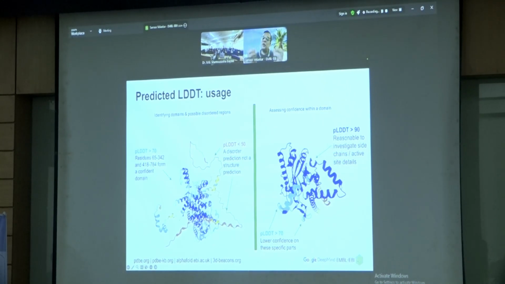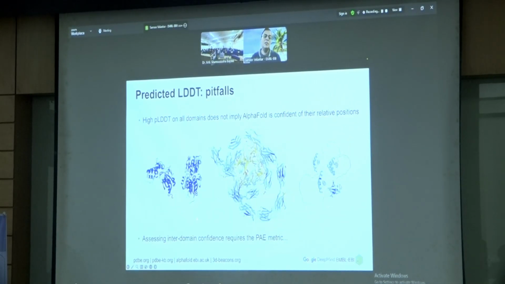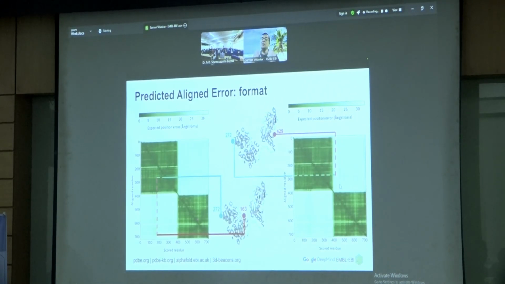So this is for individual residues, and proteins are sometimes made of many different domains, and you also want to understand the confidence in the relative position of the residues, and this is what the PAE gives you. Oh, okay. These are the pitfalls. Yeah, this is what I just said. But PAE gives you that metric that allows you to check whether the method has high confidence in the prediction of relative position of two residues.